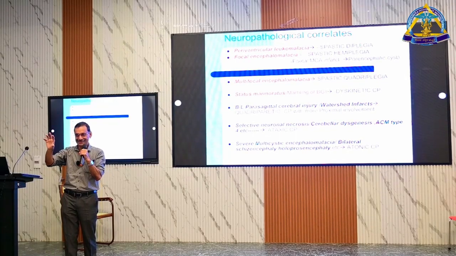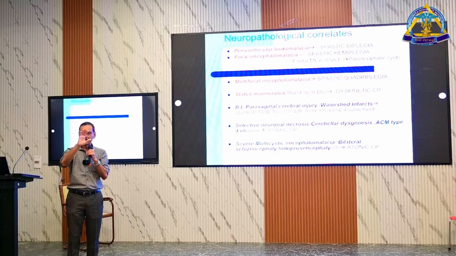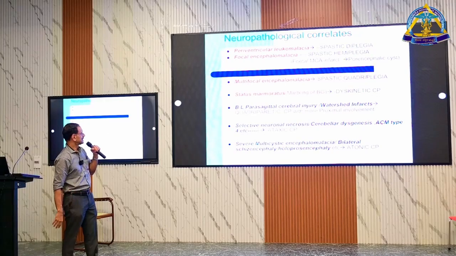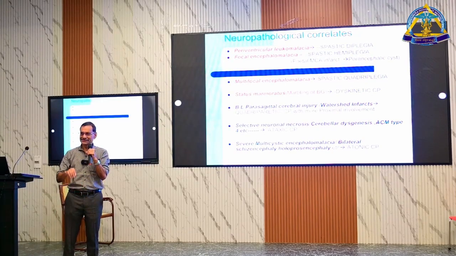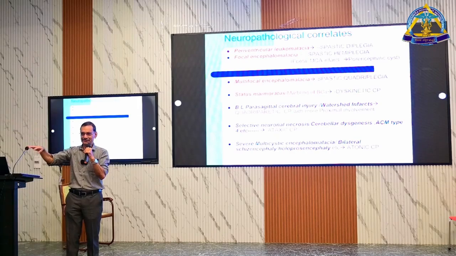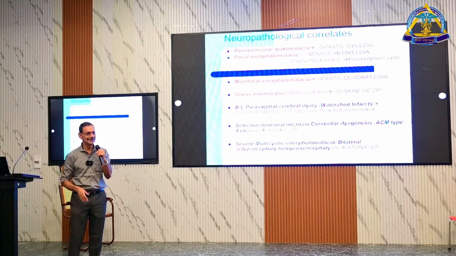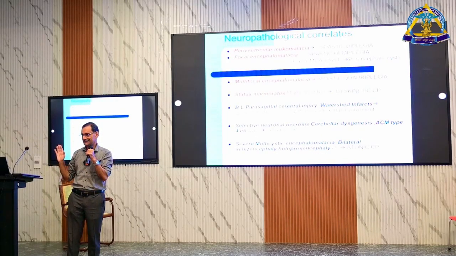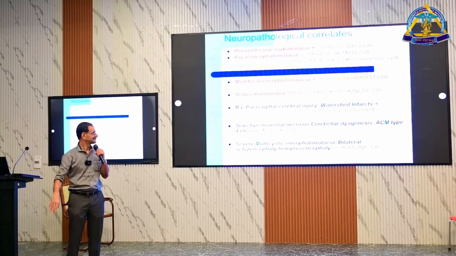So focal, here or here, you have encephalomalacia and the opposite side is affected. And if it is quadriplegia, means everywhere it is gone, no? Upper limb is gone, lower limb is gone, face is gone. So multifocal encephalomalacia. Multiple sites, simple.